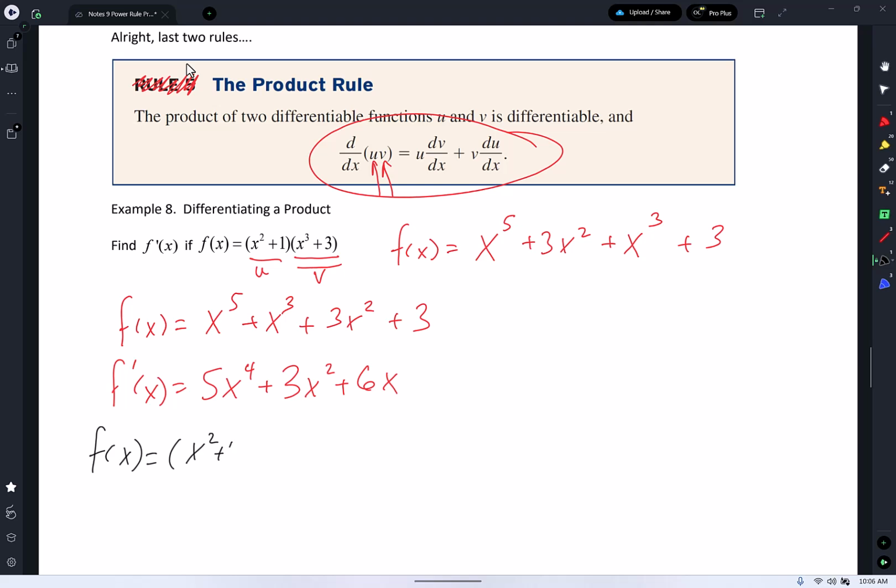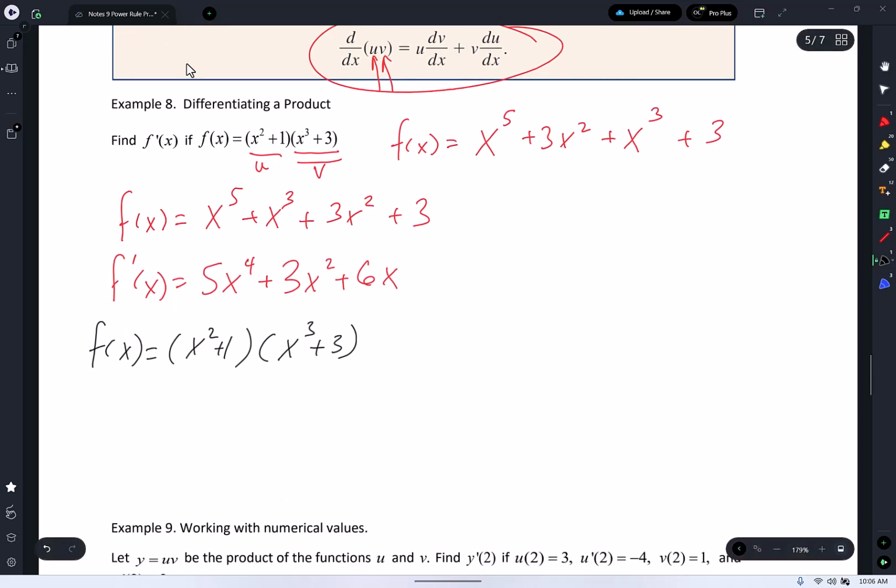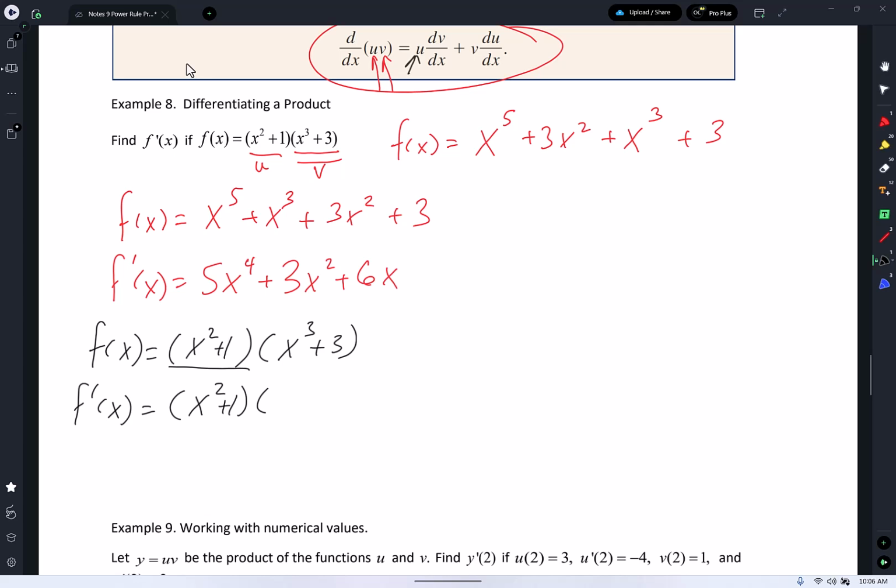X squared plus 1, x cubed plus 3. And I'm going to go f prime of x. According to my new rule, it says first. So I'm going to call this my first. So I just rewrite it. X squared plus 1 times the derivative of the second, dv dx. So I'm just going to take the derivative of x cubed plus 3. What's the derivative of that? 3x squared. That's it. That's all it says. Plus second. So the second is my x cubed plus 3, or the v there, times derivative of the first. What's the derivative of x squared plus 1?